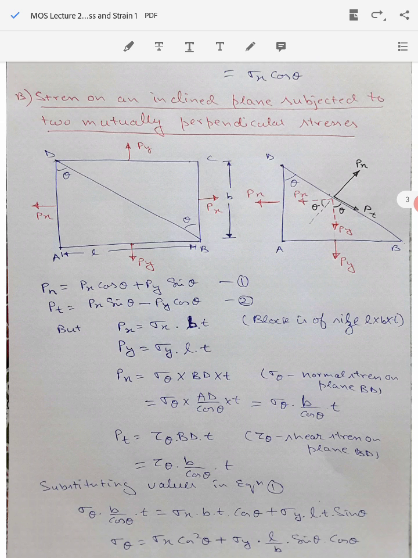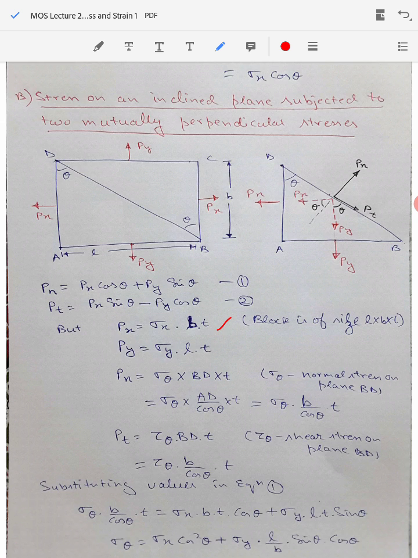So let's do this exercise. Load Px will be equal to simply the stress acting in the direction x, normal stress sigma x, multiplied by the area on which it is acting. So Px will be equal to sigma x into B into T. You see the T is in the plane of the screen, that is inside. B is the width of this rod. So B into T will be the cross section area on which the load Px is acting. Therefore the stress acting in the direction x multiplied by width into thickness will give the value of load Px.